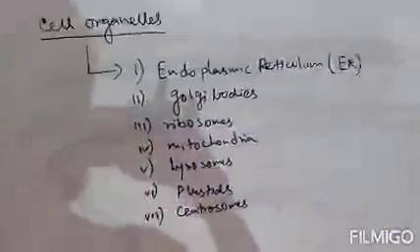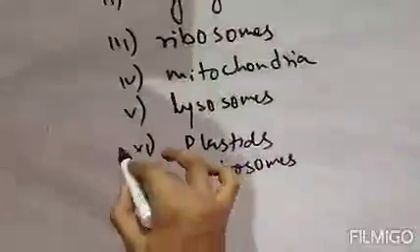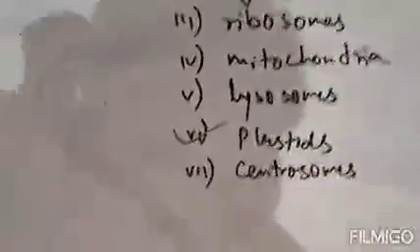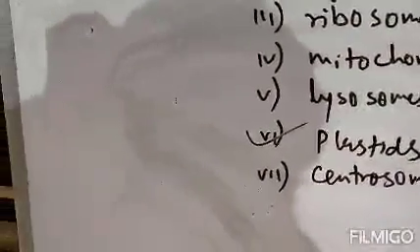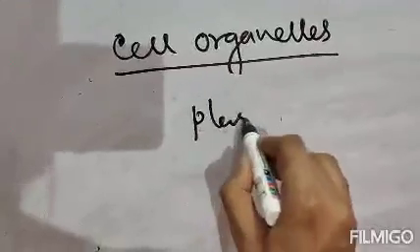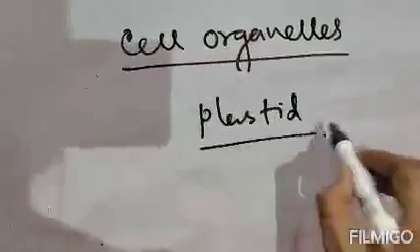Clear? Now we will discuss only plastids and vacuoles, because the other cell organelles are not in your syllabus. So we will discuss only the cell organelle plastid, because this is very important.